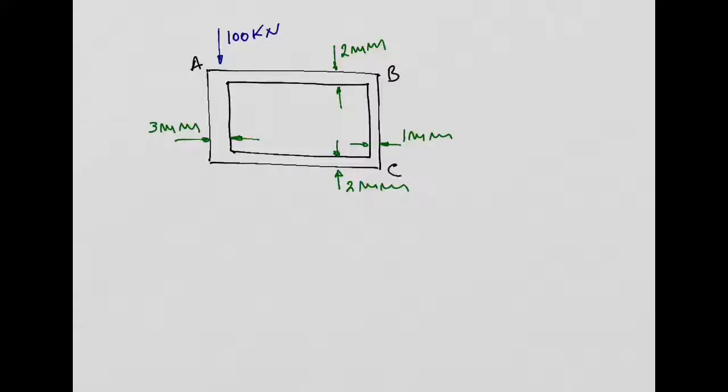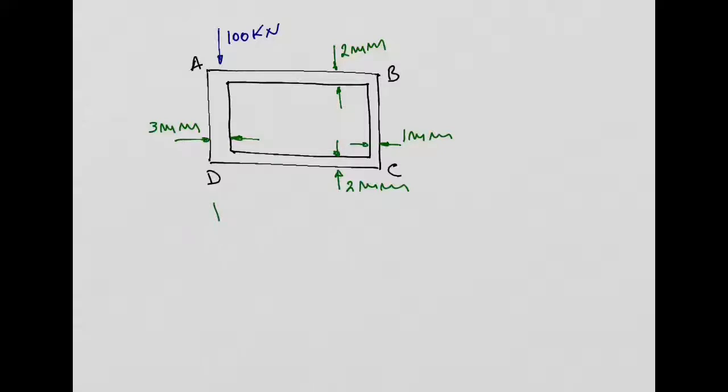Okay? So this wall is 1 millimeter thickness, this wall here is 2 millimeters thickness. Same for this wall here, 2 millimeters. But this wall here is 3 millimeters. Okay? And you have a force of 100 kilonewtons applied at this point. So this point is point A, this corner here, this is point B, this is point C, this is point D.